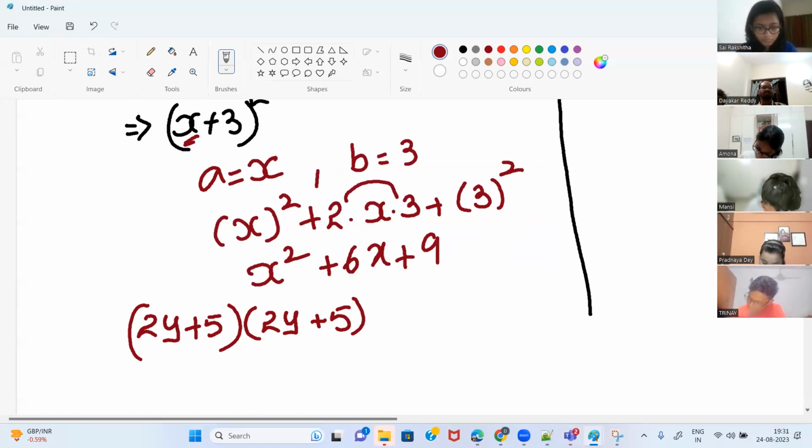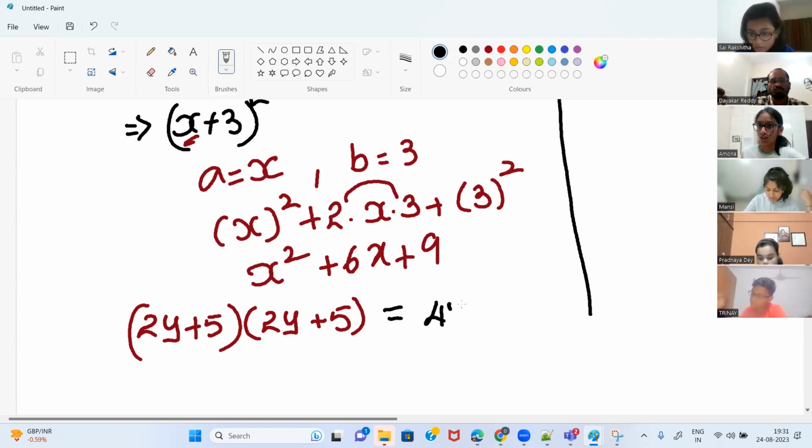A plus B. Rakshita, what is the answer for this? Sir, I got the answer. I am not able to hear you, Sai Rakshita. I am asking, what is the answer for this? No, I can't hear you. Mansi, what is the answer for this? It is 4y square plus 20y plus 25 square.